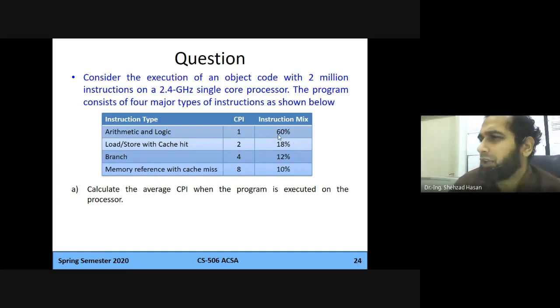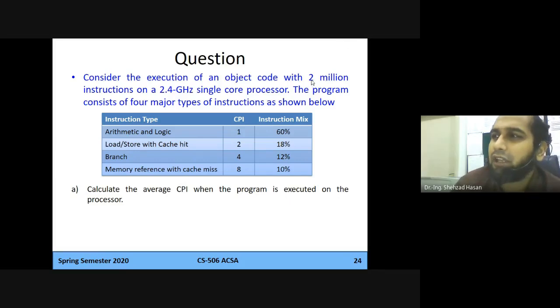But you really don't need this 2 million as well, because if you are given that 60% of them are taking 1 CPI, this is actually 0.6 multiplied by 1, right? And then 0.18 multiplied by 2, because these are percentages, so they are weighted averages. What you had to do by dividing, you already have that number over here.